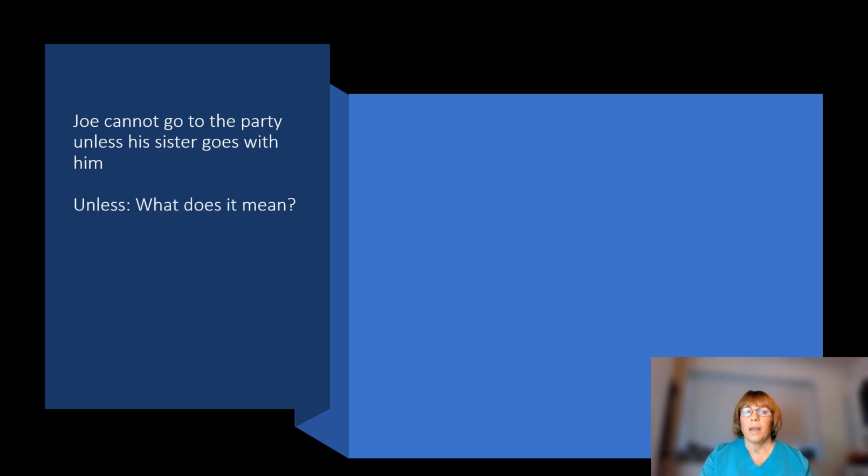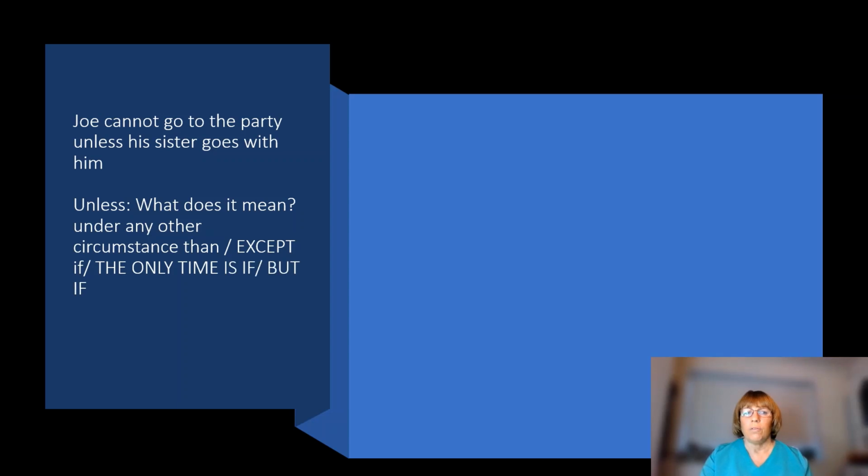To begin with, Joe cannot go to the party unless his sister goes with him. So what does unless mean? It means under any other circumstance than, except if. The only time is if, or you might say, but if his sister goes, he can go.